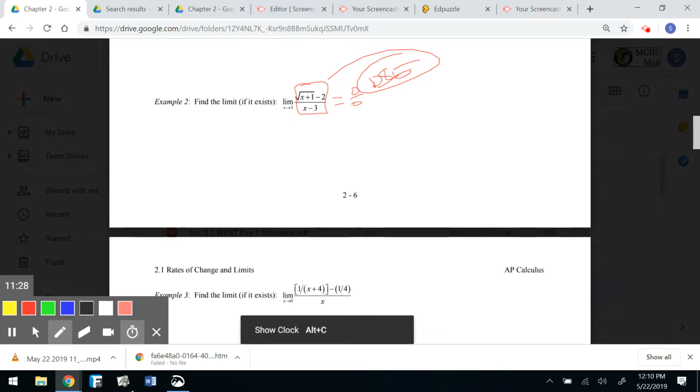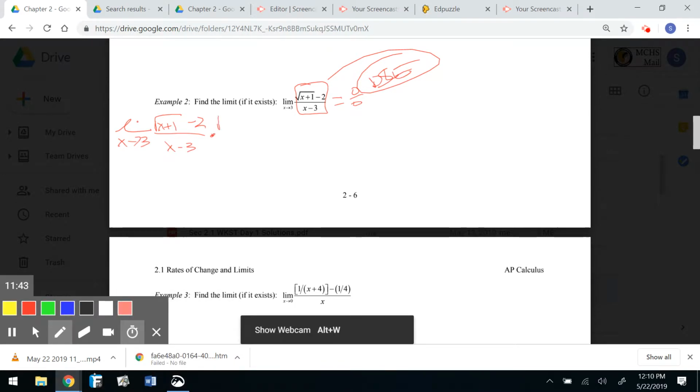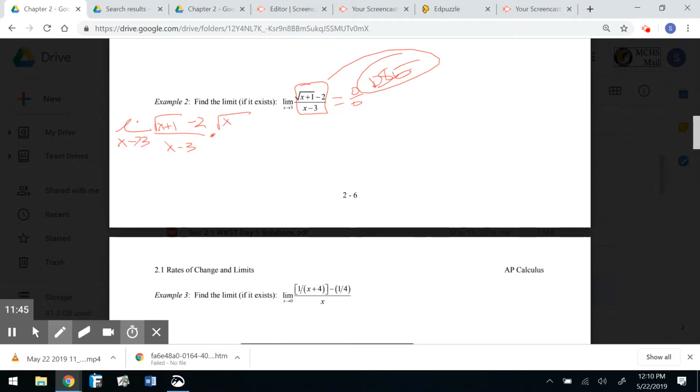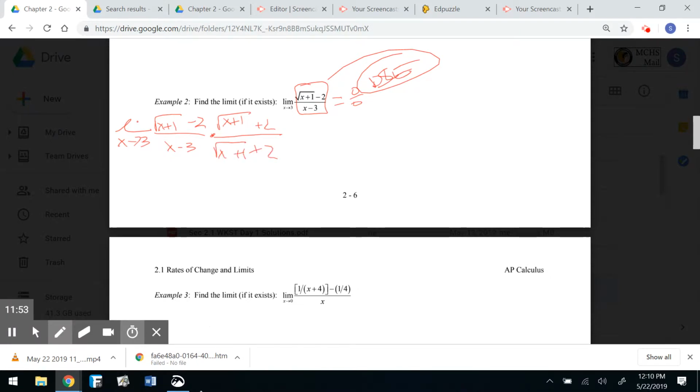So let's try something algebraically, which would be the limit as x approaches 3 of the square root of x plus 1 minus 2 all over x minus 3. Now, what does it mean to rationalize? Well, we multiply the numerator and the denominator by the conjugate. This time, it's the conjugate of what is in the numerator, which is the square root of x plus 1 plus 2. Now, why do we do conjugates? Well, you're going to find out.